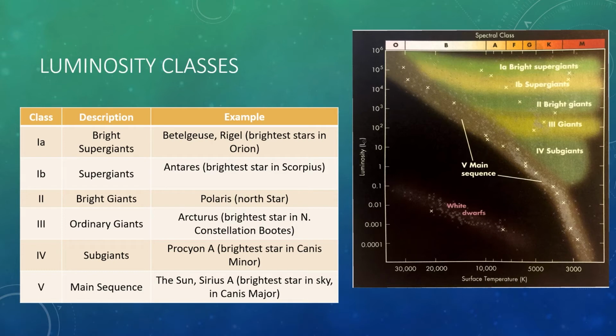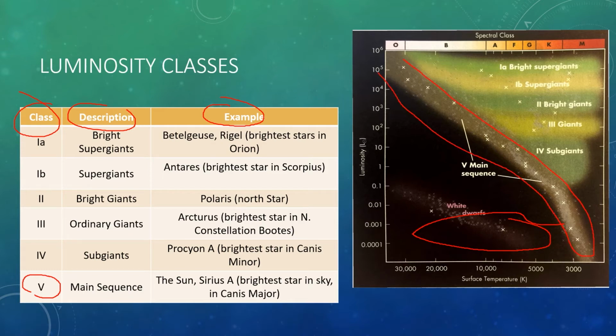So remember, we have all these different classes, their description, and examples. What we have here is our white dwarfs. They are going to be our 5 or main sequence stars, which is also right here. When we go up, we're going to get to subgiants, which is right about here. And then we have giants, bright giants, supergiants, and bright supergiants. And this all has to do with, okay, how hot are they versus how luminous are they? Meaning, how big are they?